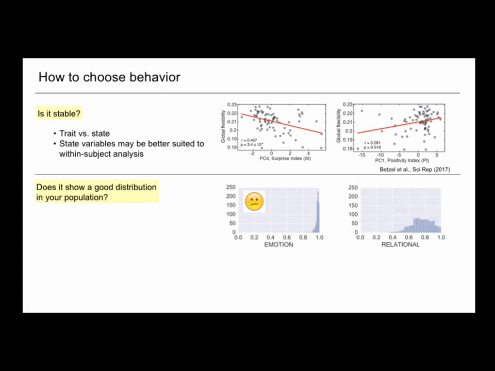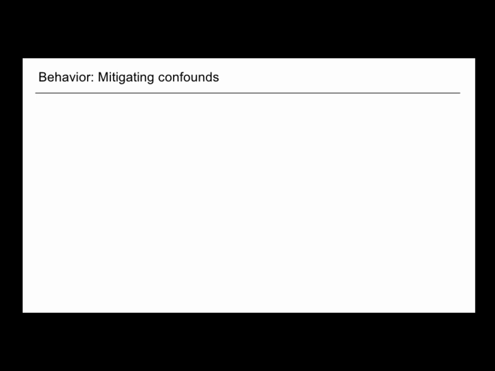However, something like the relational matching task, which was a more challenging task, did show a better distribution, and so this might be a better target for looking at individual differences. And again, maybe this is obvious, but I review papers all the time that indicate to me that it's not. So just something to think about.